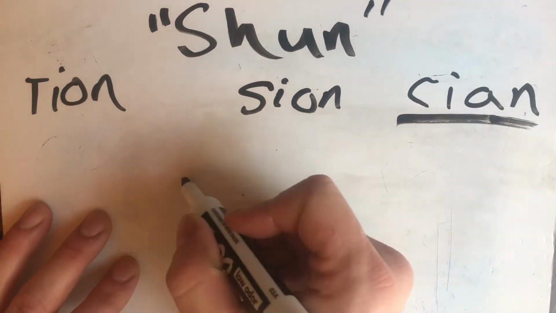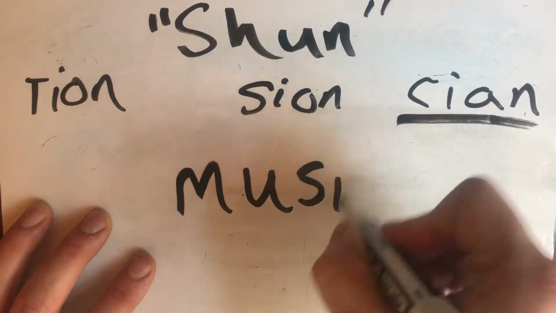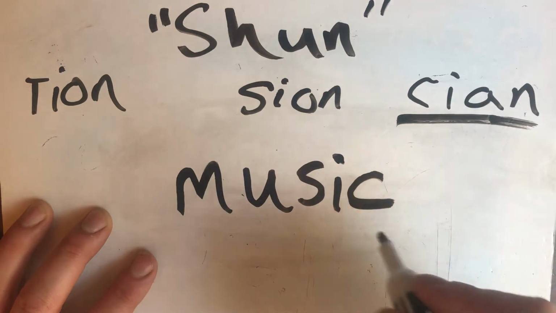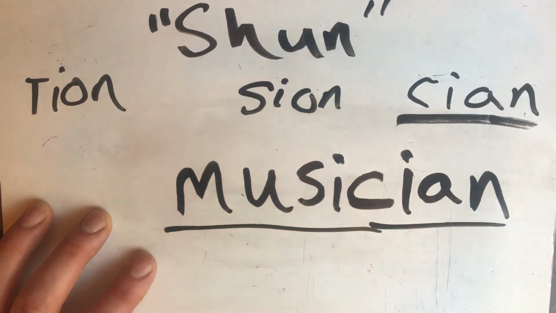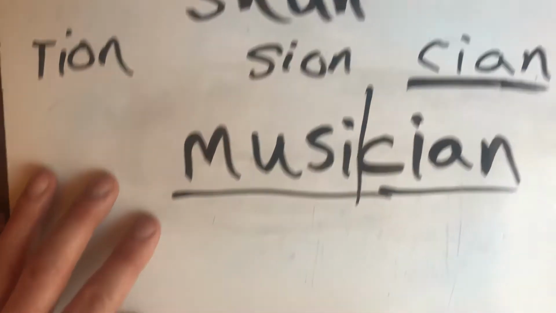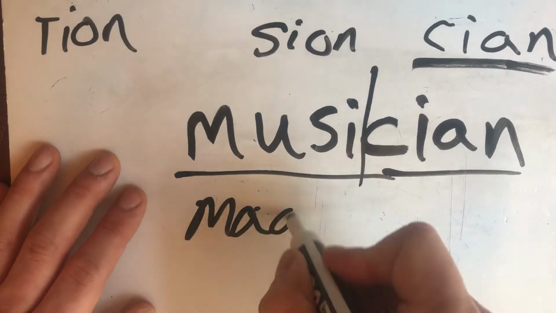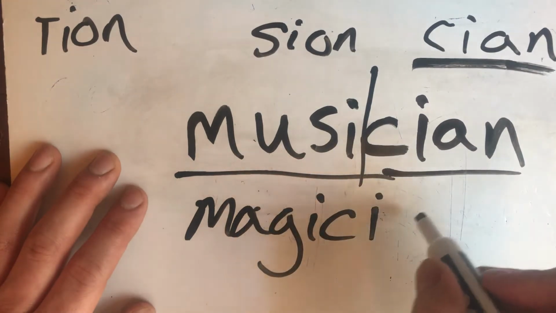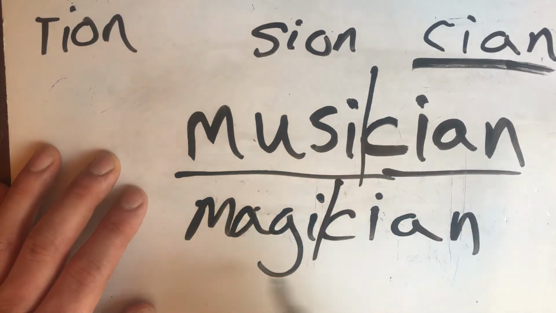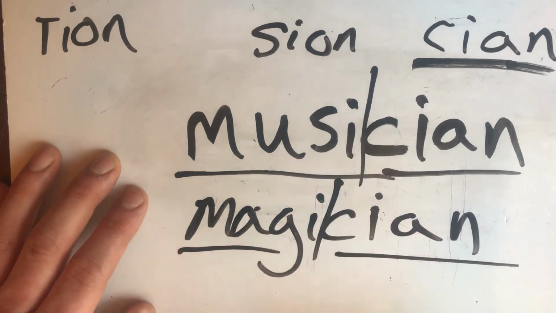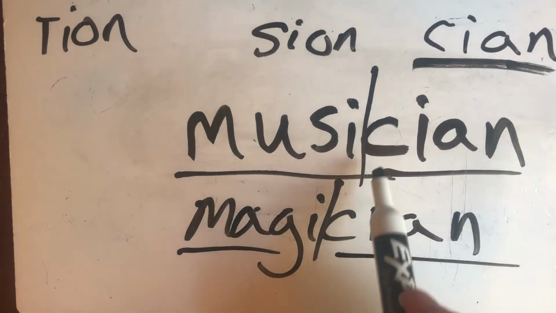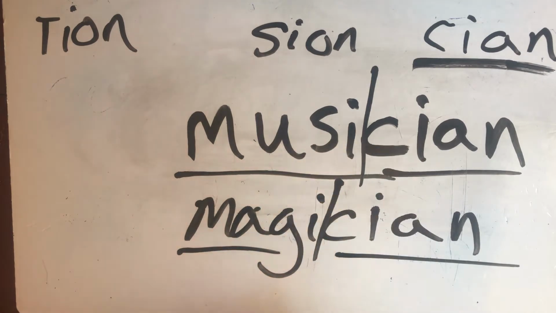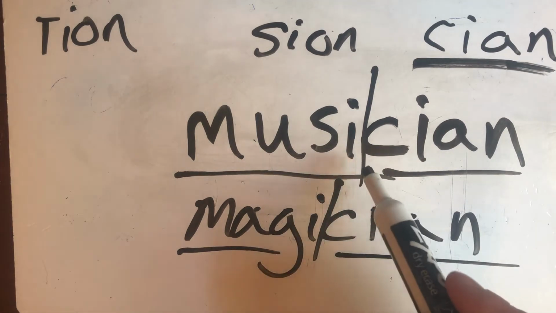So an example of that would be somebody who makes music. If we add CIAN, or the C's already there, so we just add IAN, it's a musician. And that CIAN is the shun sound in musician. Another one would be magic. Somebody who makes magic is a magician. CIAN in that word makes shun. You don't say music-ian or magic-ian, you just say musician or magician. So the K at the end of music and magic becomes a sh when you combine it with IAN.